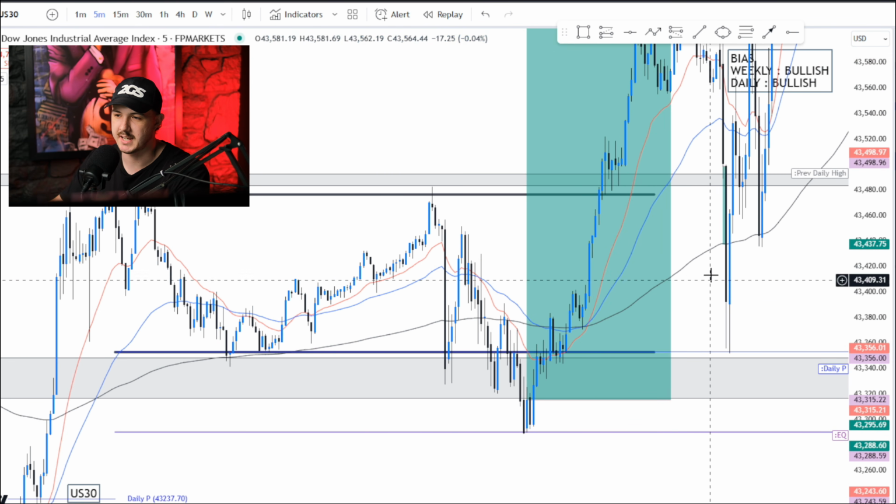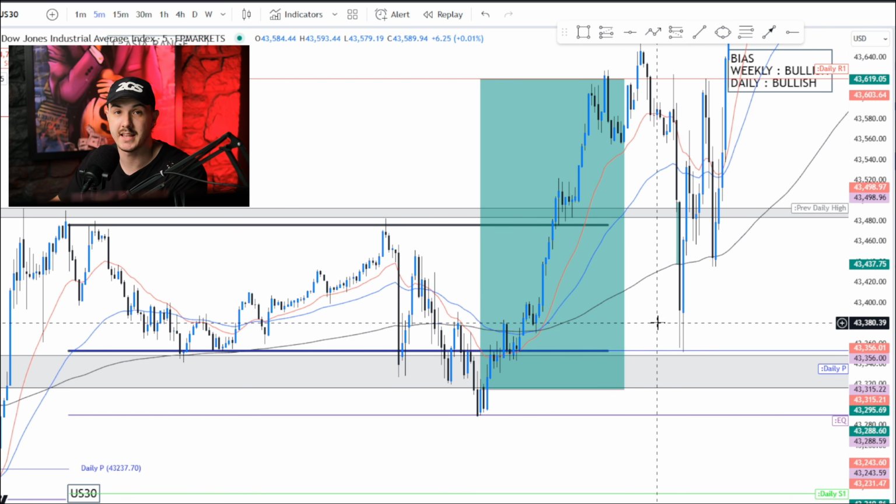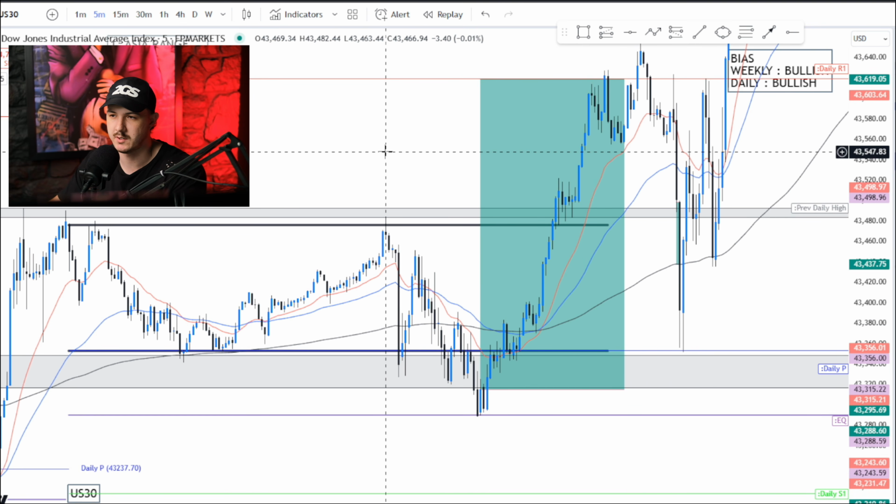So we are going to show you guys another scenario of where you get the other setup. As I said, there's always an A and a B, or a 1 or a 2.